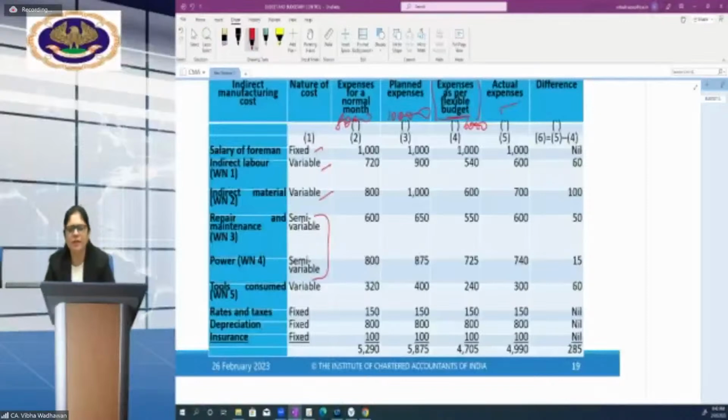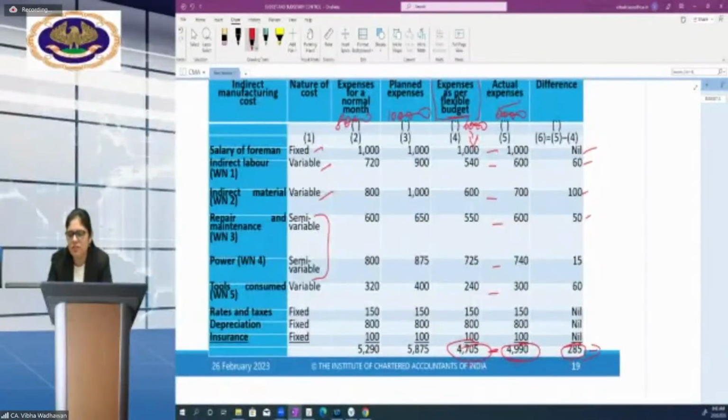Actual were already given, so we have just calculated the difference. Clear? So this was supposed to be the budget for 6,000 and this is the actual for 6,000, and we will take the difference between the two. So nil, 60, 150. So this is the extra cost. This should be the budget. This is the actual.